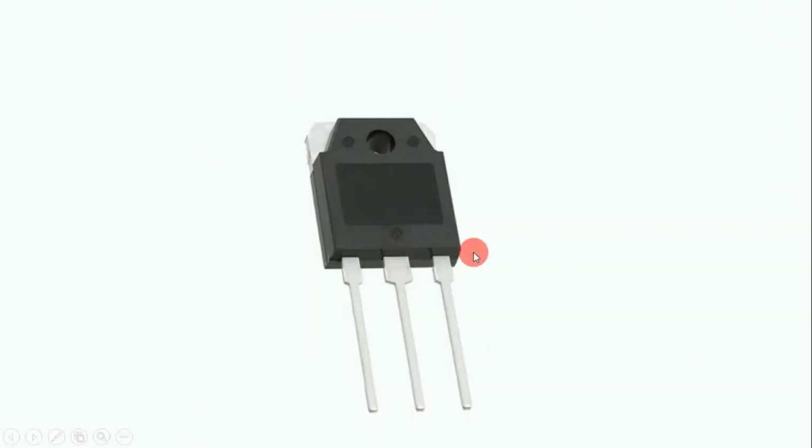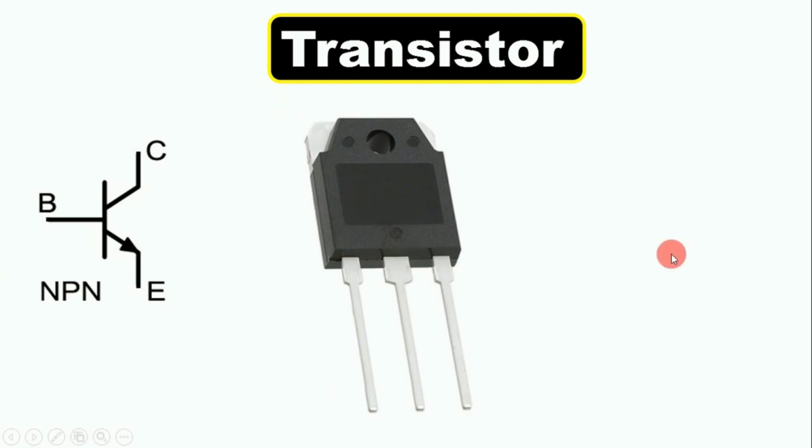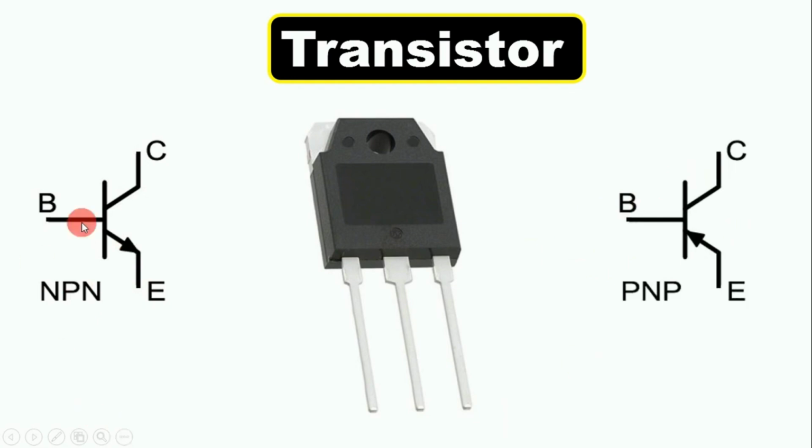Now friends, this sixth component here is known as a transistor. The symbol of a transistor is like this. Normally transistors are of two types. One is NPN and the second is PNP. The difference between the symbols of NPN and PNP is that in the NPN transistor symbol, there is an arrow, you can see this arrow here. The direction of the arrow is outwards.